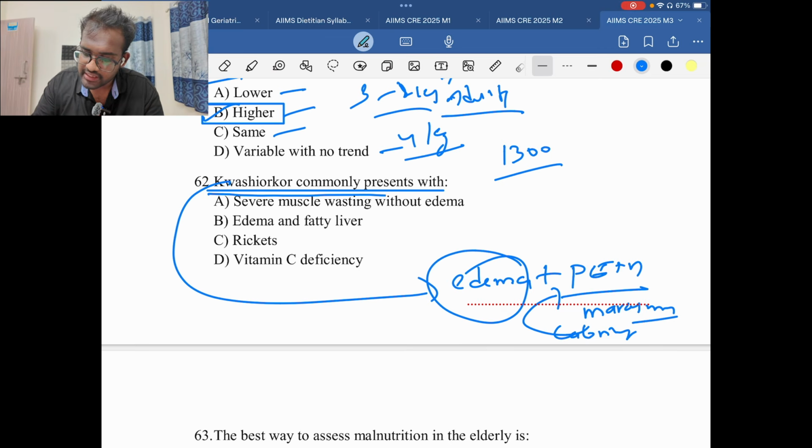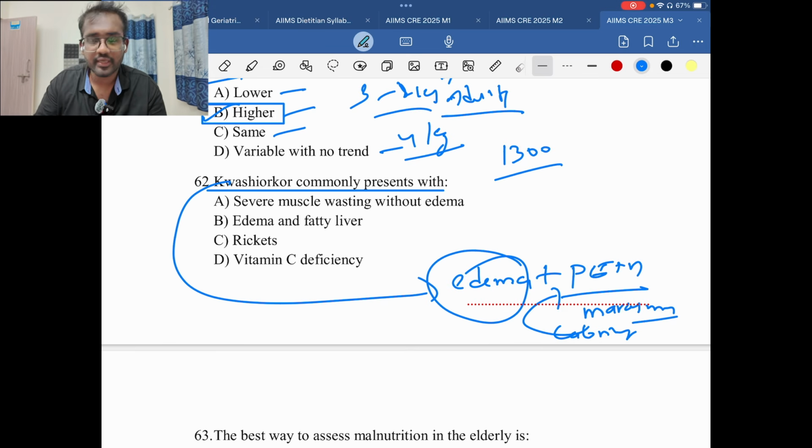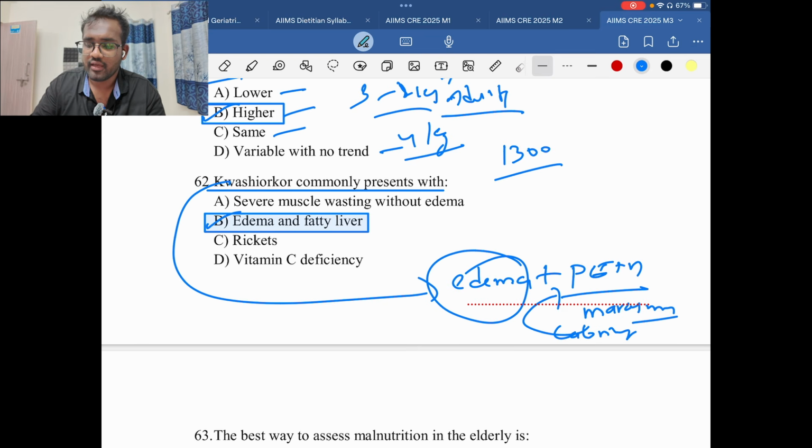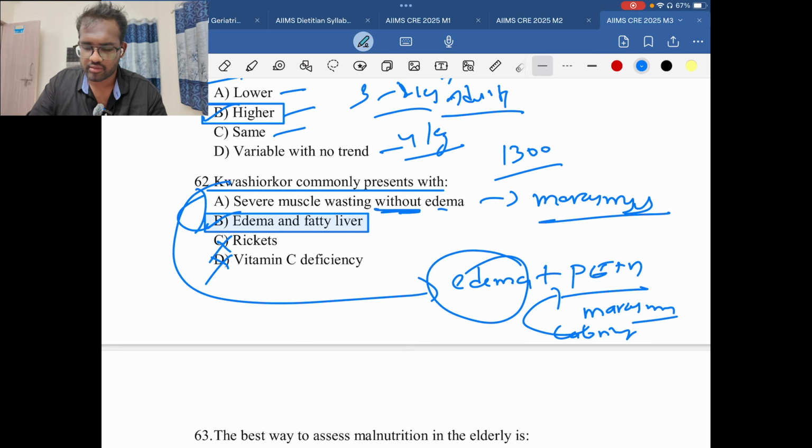The answer will be severe muscle wasting without edema. Sorry. In Kwashiorkor, we have edema. So edema and fatty liver will be the answer in Kwashiorkor. As you can see, if they have mentioned severe muscle wasting with edema, then it will be the answer. If they have mentioned severe muscle wasting without edema, it is linked to marasmus. Marasmus is the main condition linked to this. Here the edema and fatty liver is related to Kwashiorkor. Rickets is related to vitamin D deficiency. Vitamin C deficiency causes scurvy, not Kwashiorkor. So the answer will be B.